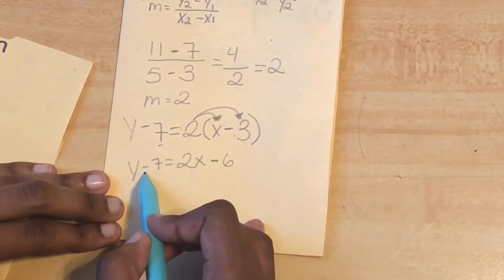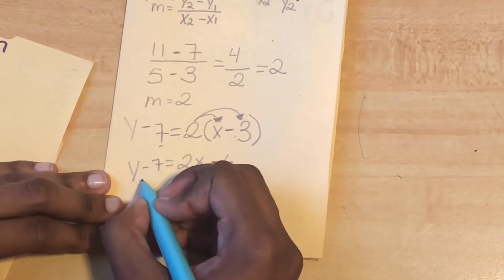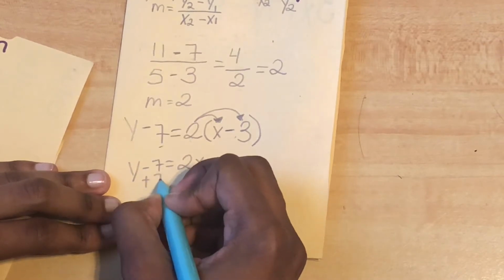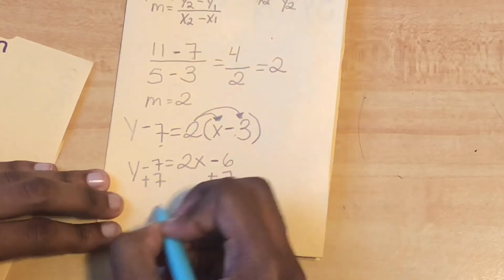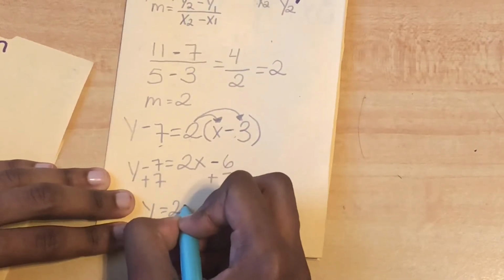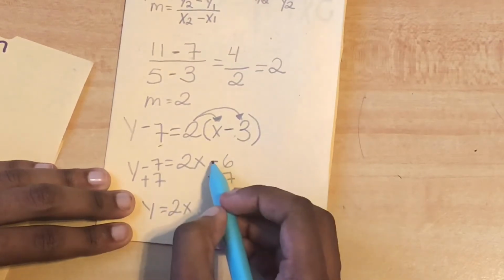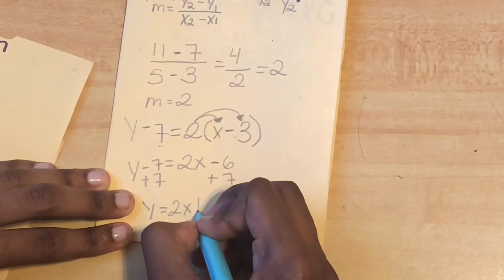So here we have a -7, so we want to do the opposite. The opposite of a negative is a positive, so we're going to do +7, and we're going to do +7. So now we have y equals 2x. Now we have a -6 plus 7, which is going to give us a +1.